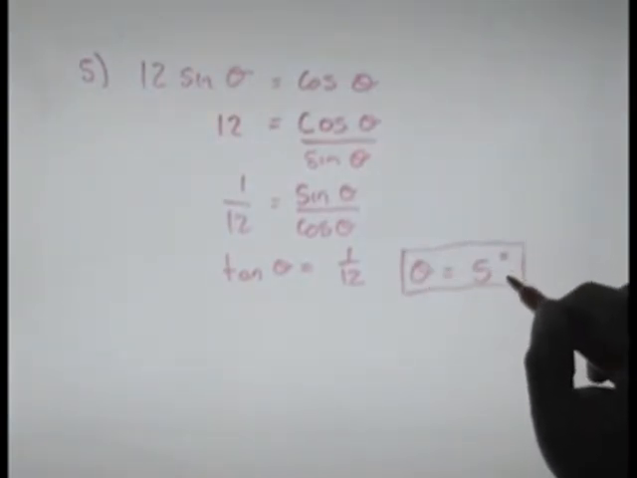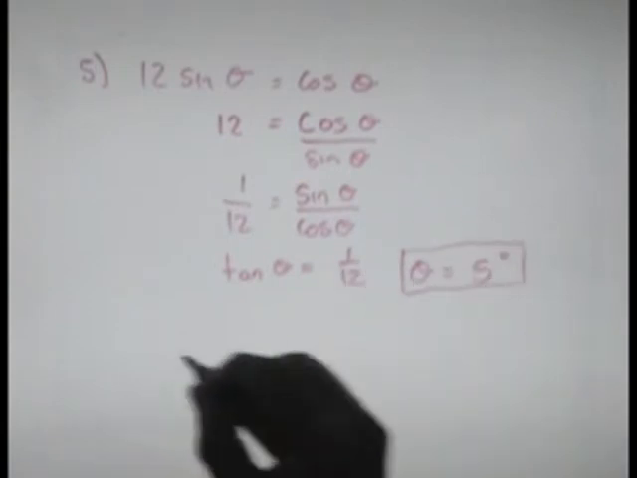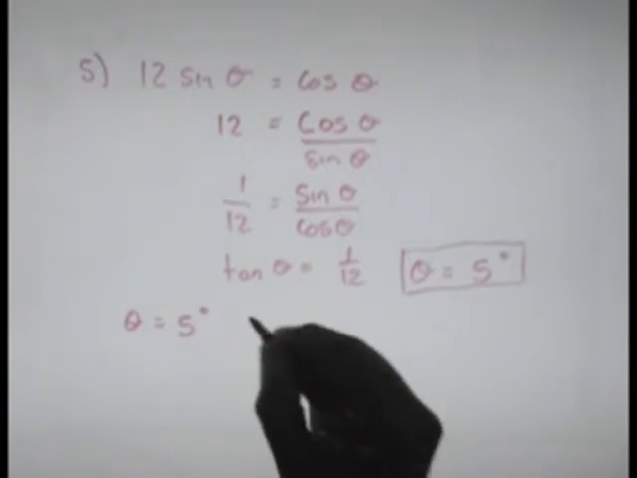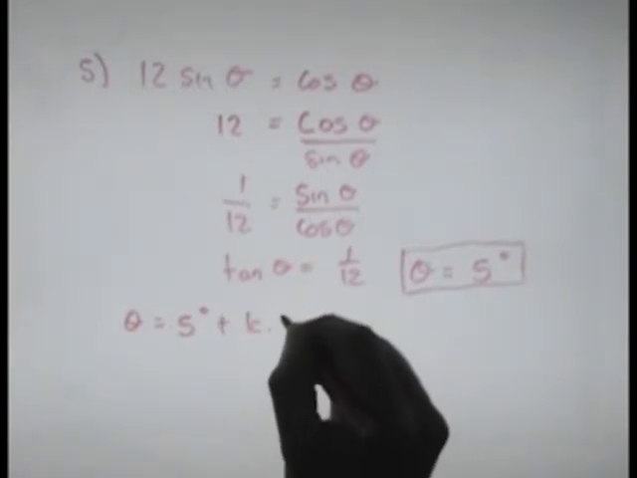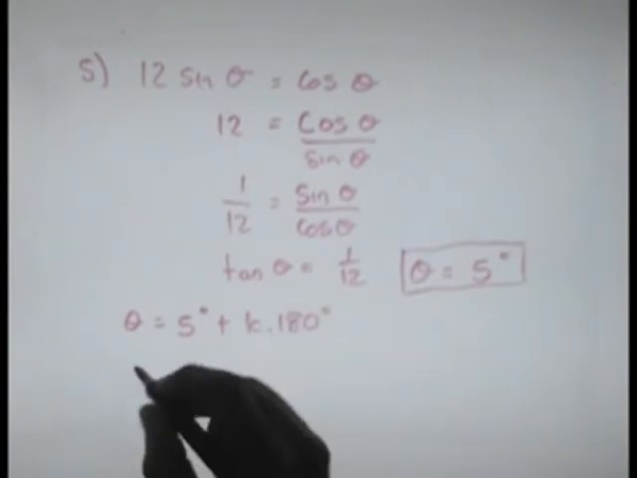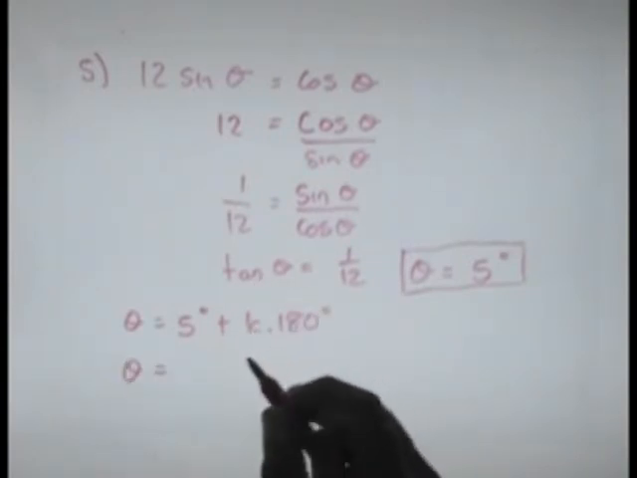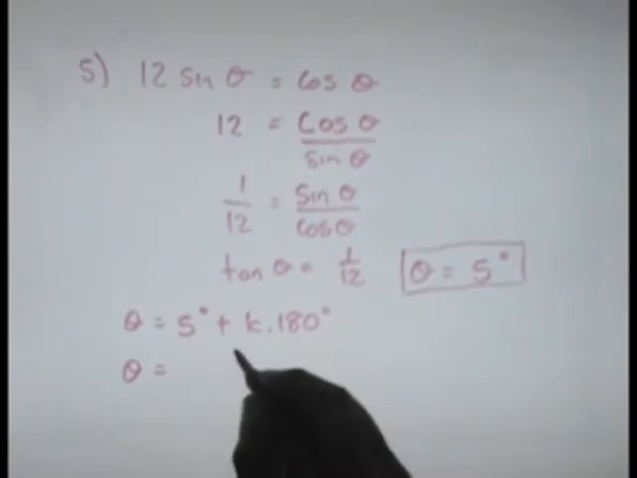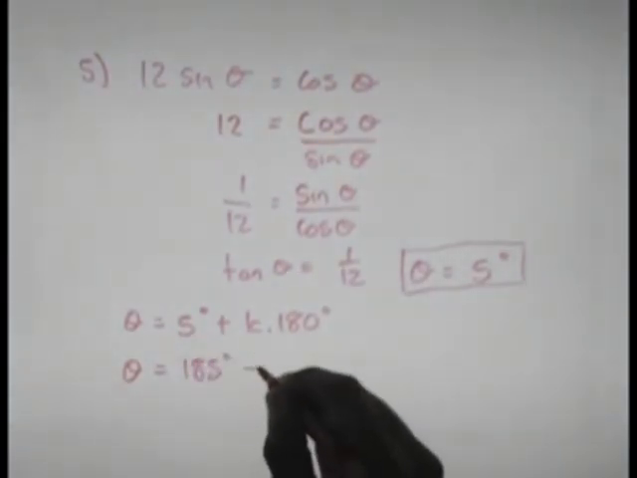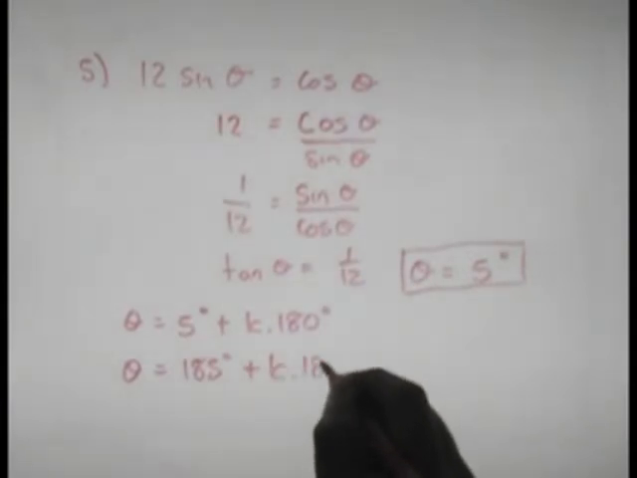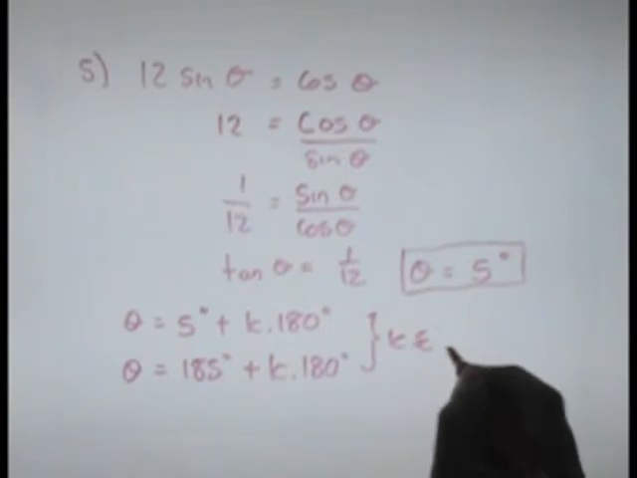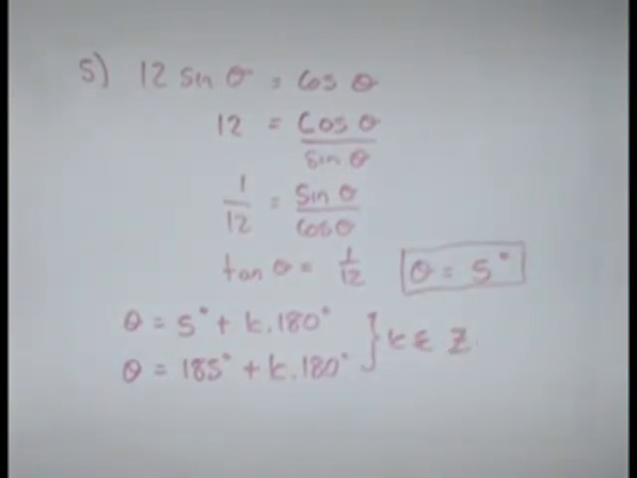This is our reference angle. It's positive, so it can fall in quadrant 1. That means that theta is equal to 5 degrees plus k times 180 degrees because it's tan, or theta is equal to 180 plus 5 degrees, which is 185 degrees, plus k times 180 degrees, and all of this happens when k is an element of integers.